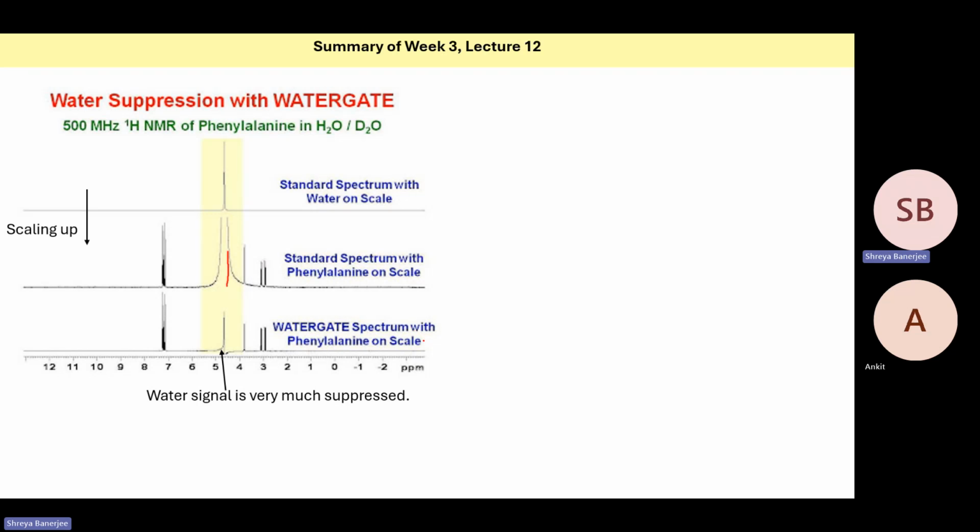The third spectra is one where Watergate has been used to suppress the water. So you can see here the water is very much suppressed, and now any small signals you can see. So suppose there was one signal very close to water here. Now you will be able to see that, whereas in case of this, it will be masked by water. So this is an application of Watergate to suppress the water signal and observe the other signals of the sample more clearly.